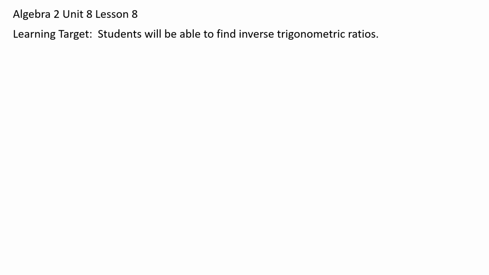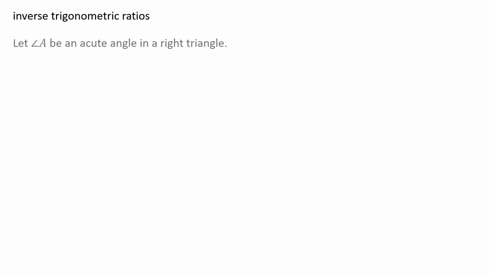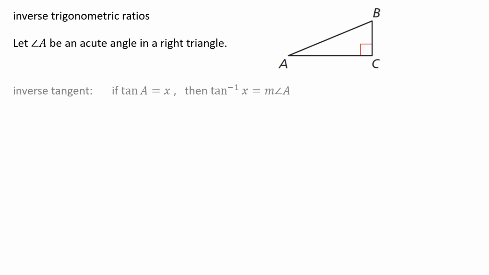Okay, so we're going to go the opposite direction now. We're going to find the inverse trigonometric ratios. So we've got a right triangle, and A is going to be an acute angle in that right triangle. For inverse tangent, if tangent of A equals x, then inverse tangent of x equals the measure of angle A.